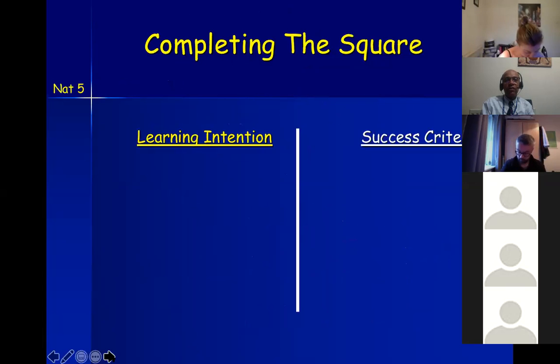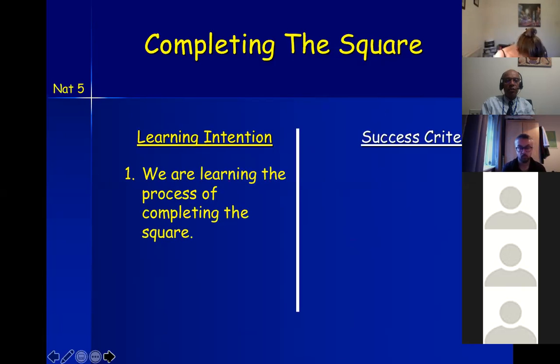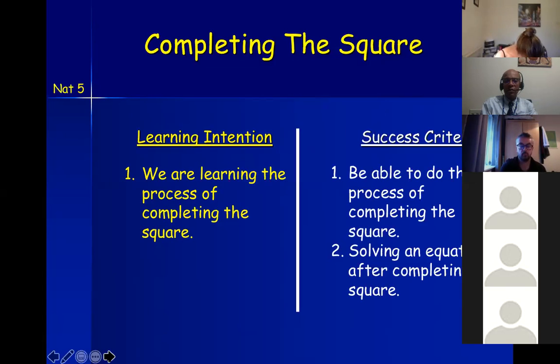So the lesson for today is completing the square. So that should be your title for today. If you've got a note jotter, you would just write as a title, completing the square. And I'm going to explain to you what completing the square means and where we can use it. So we're learning this process. And hopefully by the end of the session, you'll be able to apply the process and solve an equation after we've completed the square.